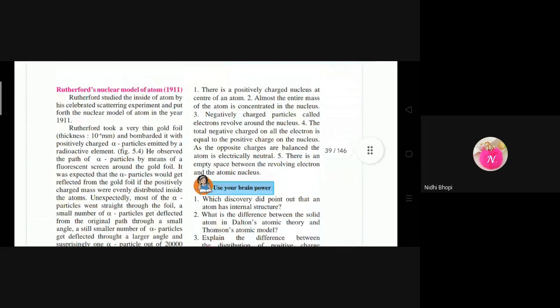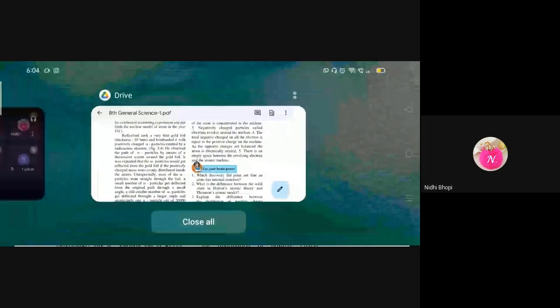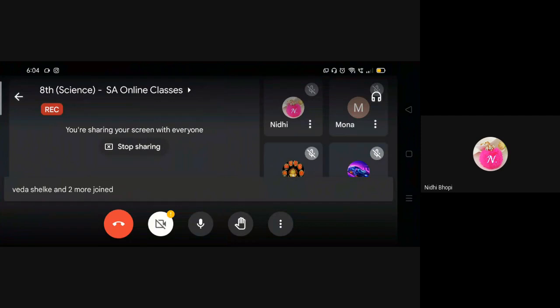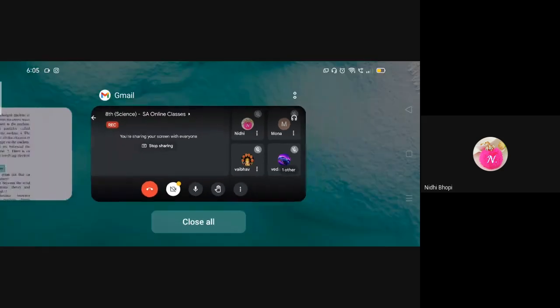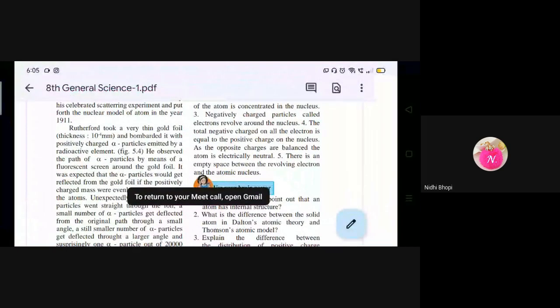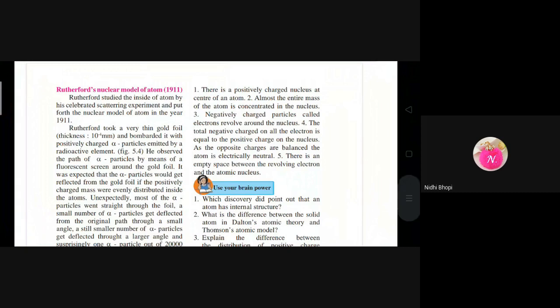And can you explain the experiment by which Rutherford confirms its nuclear model of atom? What he did, what Rutherford did to explain his nuclear model of atom? What experiment he did? He bombarded the particles. Do you remember that? Yes, anyone? Okay, explain the Rutherford's nuclear model of atom.